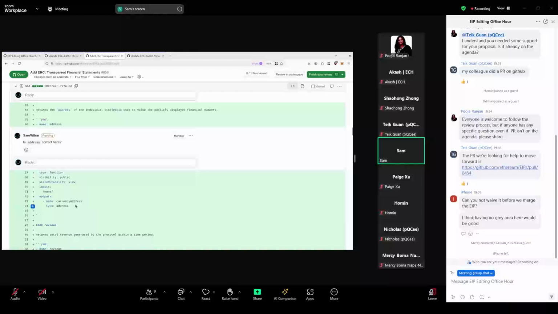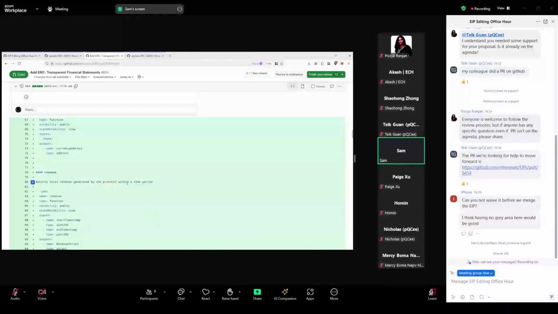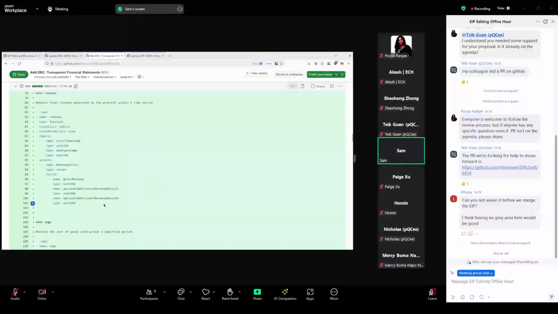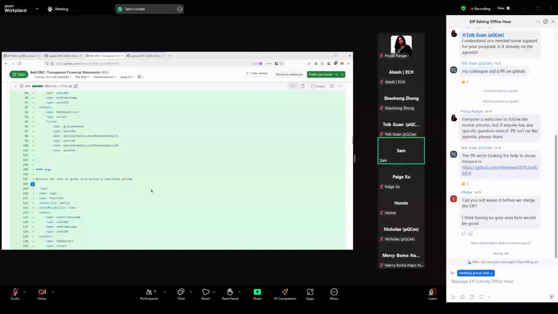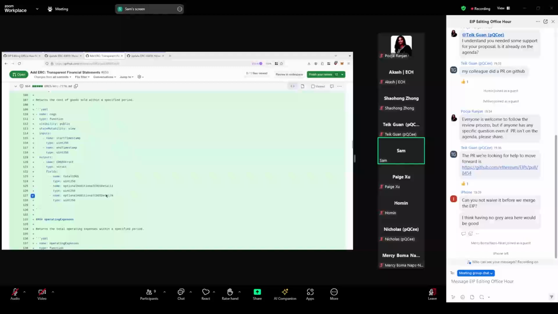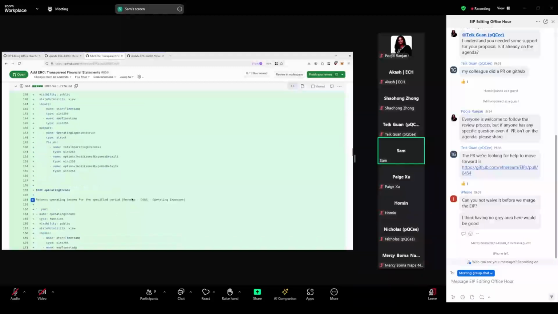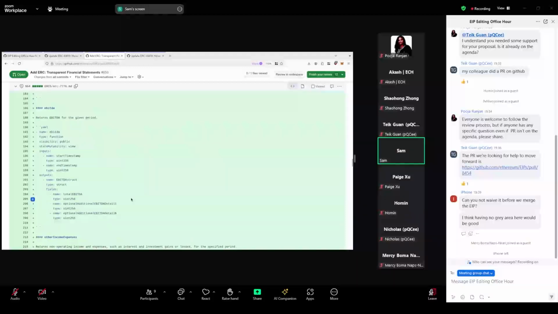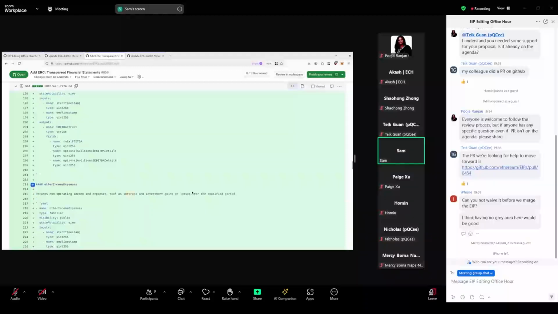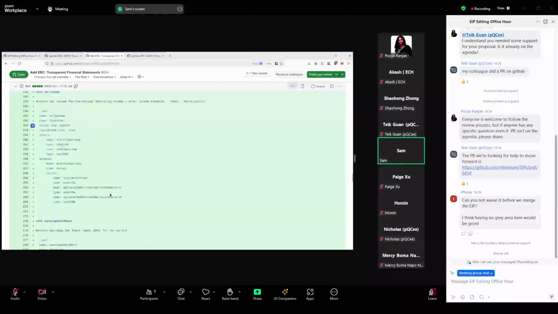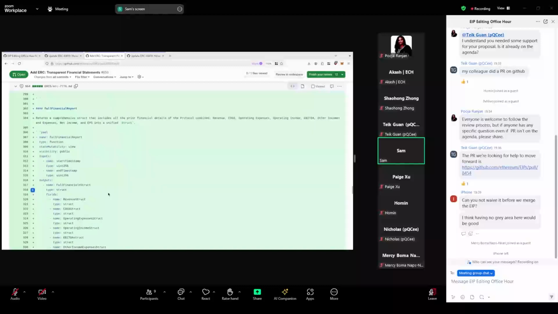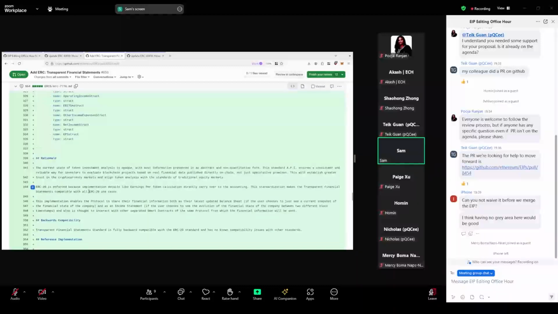Okay. Total revenue generated within a time period. Okay. Number of goods sold. Okay. Operating expenses. Operating income, sure. But okay, returns net income for the period, operating income, taxes. Okay. Earnings per share. Okay. So it's a considered API.